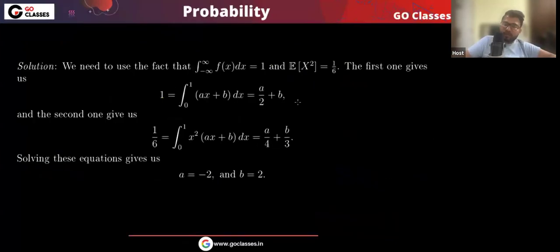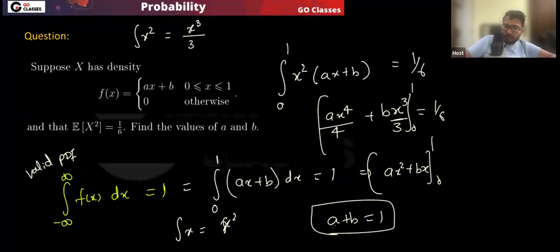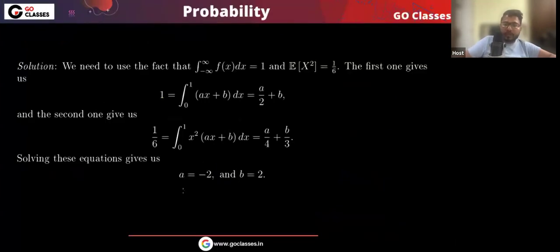I'm not doing the calculation. It is there on the next page. So something like this. Okay, sorry, it is a by 2. Yeah, it is a by 2. So minus 2 and 2. These are the two values that we are getting. Okay, it was an easy question only.